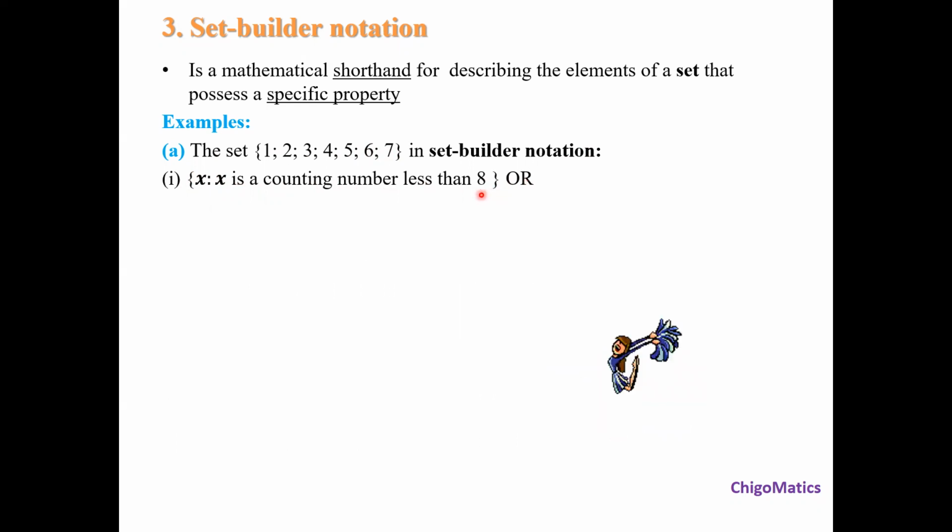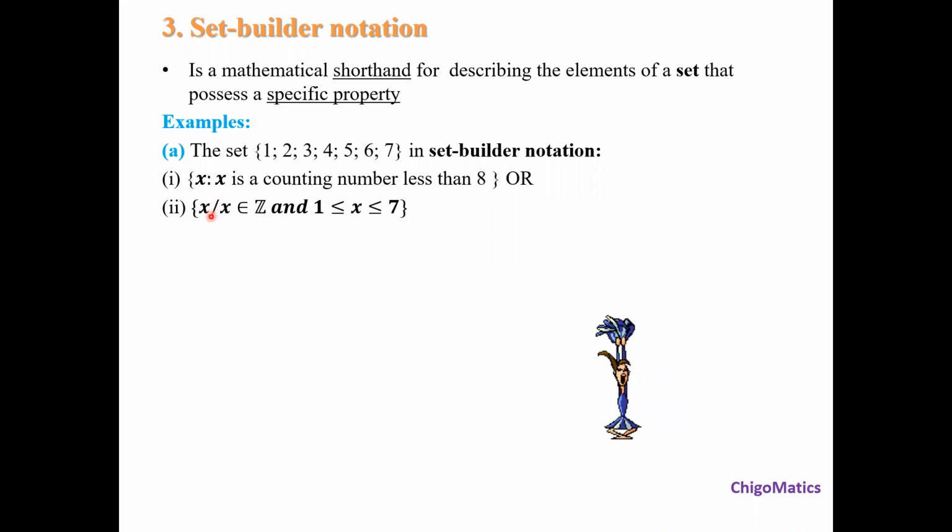You know, counting numbers, we call them natural numbers, isn't it? And those natural numbers are whole numbers. So according to this set, we are simply saying the set of all X's where X is a counting number less than 8. I've written this in set builder notation, right? As a roster. Or we can simply write that it is a set of all X's.